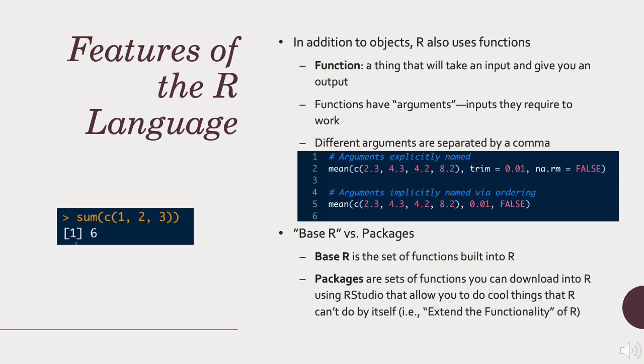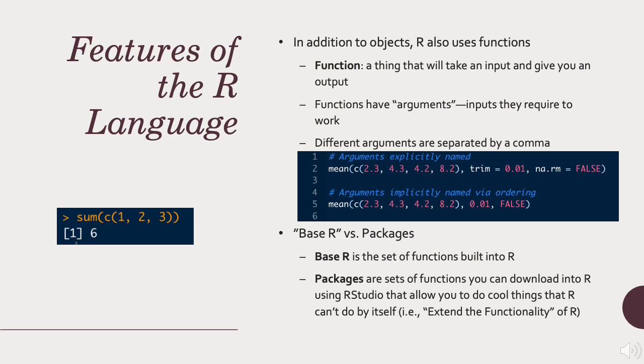So in addition, we'll make a distinction sometimes between what are called base R functions versus packages. Base R is the set of functions built into R. So by default, when you download the R programming language, you get a bunch of functions that go with it. The mean is one of them. Creating vectors is another one. Creating a sum is another one.